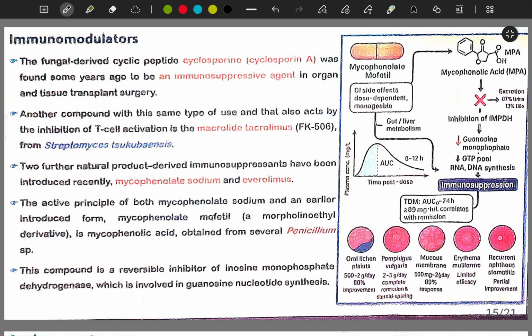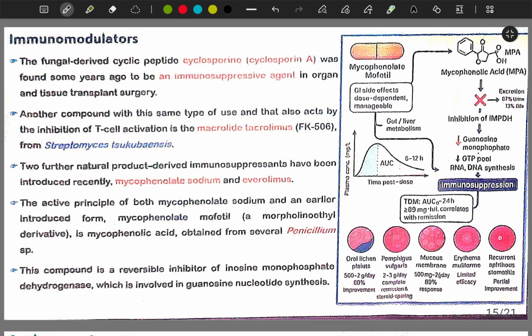Immunomodulators. The fungal-derived cyclic peptide cyclosporin A was found some years ago to be an immunosuppressive agent in organ and tissue transplant. Another compound with the same type of use, also acting by inhibition of T cell activation, is the macrolide tacrolimus from Streptomyces. Two further natural product-derived immunosuppressants have been introduced recently: mycophenolate sodium.